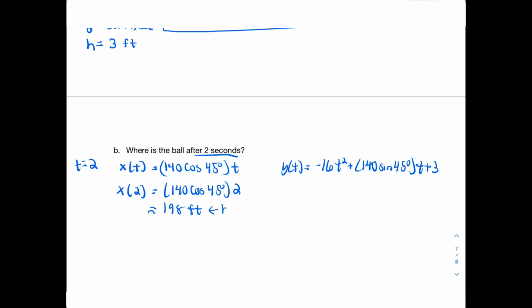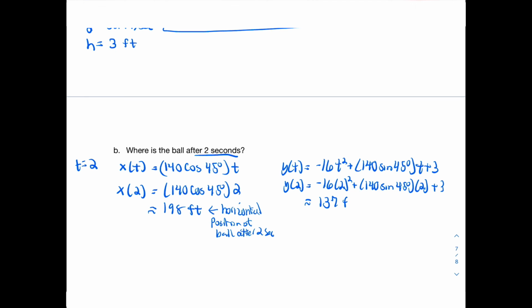Since x is our distance along the horizontal x-axis, this is our horizontal position of the ball after 2 seconds, or the distance away from the batter or from home plate, however you want to look at it. Then I'm going to plug in 2 in place of every t in the y equation and solve this with the aid of a calculator. I get y is approximately 137 feet. So this is the vertical position of the ball, or how high the ball is at the 2 second mark.